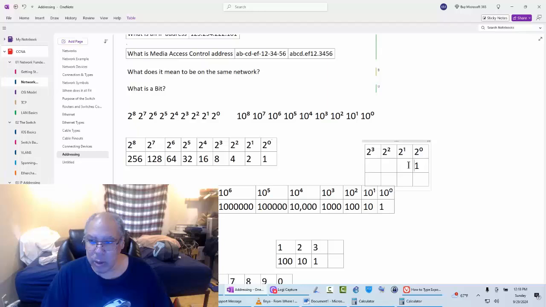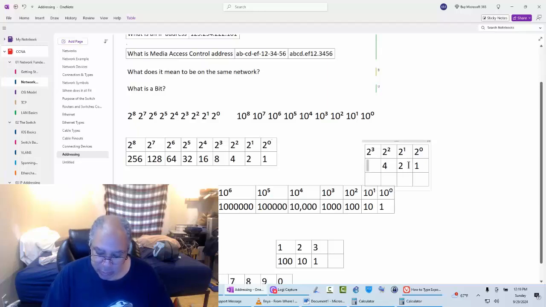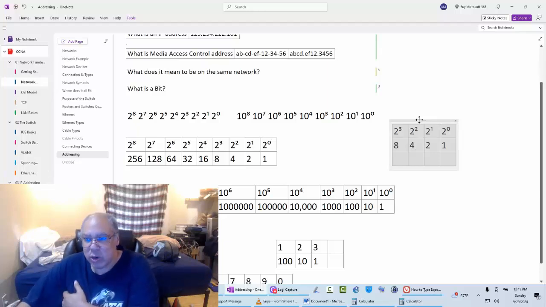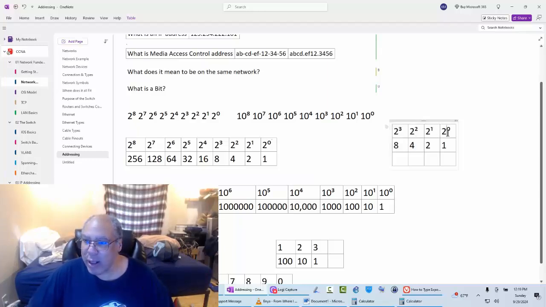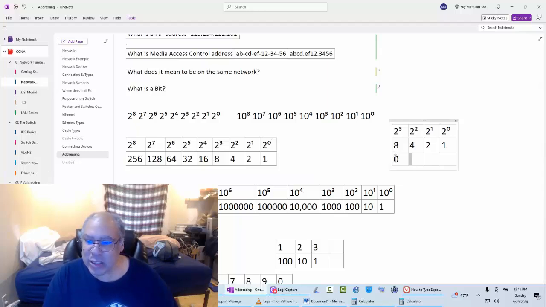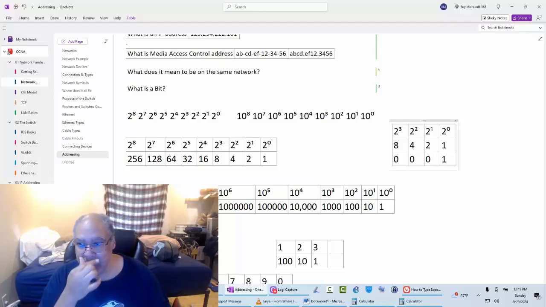1, 2, 4, 8. Now, the interesting thing with binary is this, okay? Remember, 1 means something, 0 means something. In our math of binary, these are our placements, these are our values of those placements, and then we get to either turn that number on or turn that number off, okay? And if I say 0, 0, 0, that means bit 3, bit 2, bit 1 are off, but bit 1 is on.